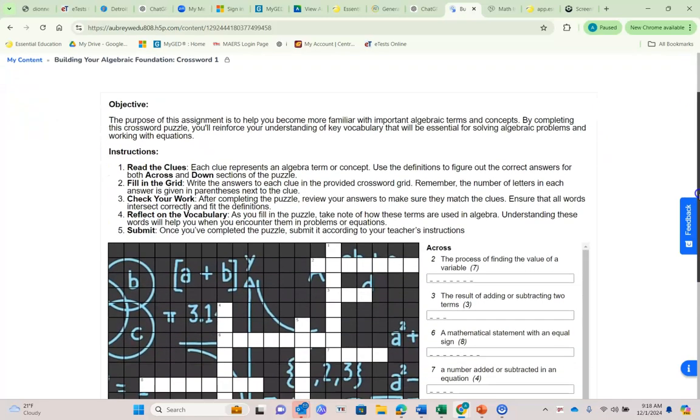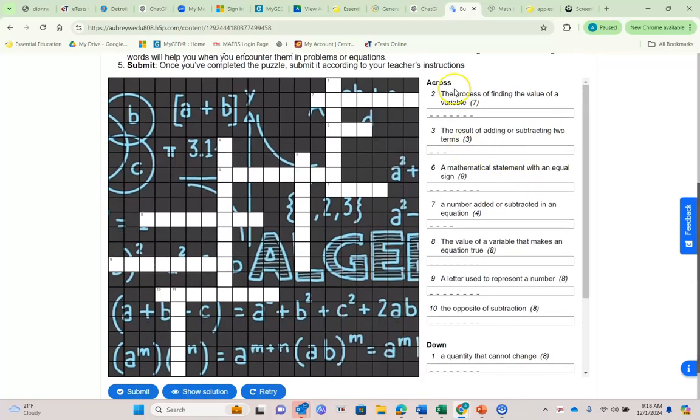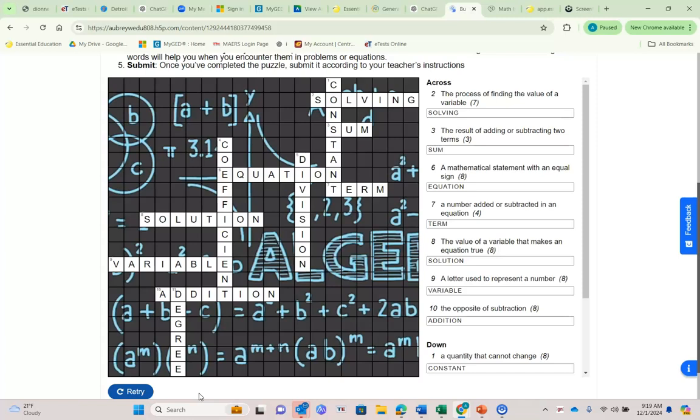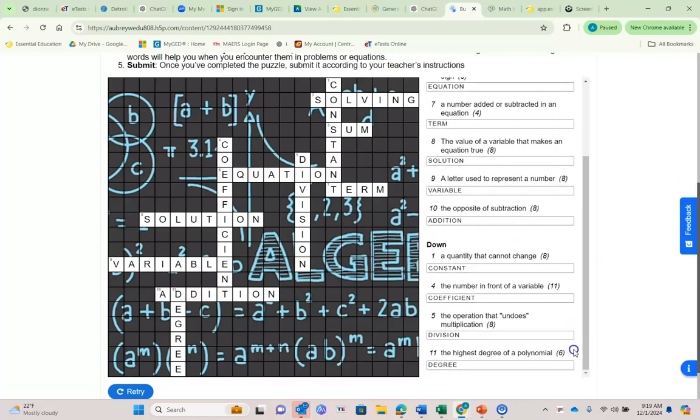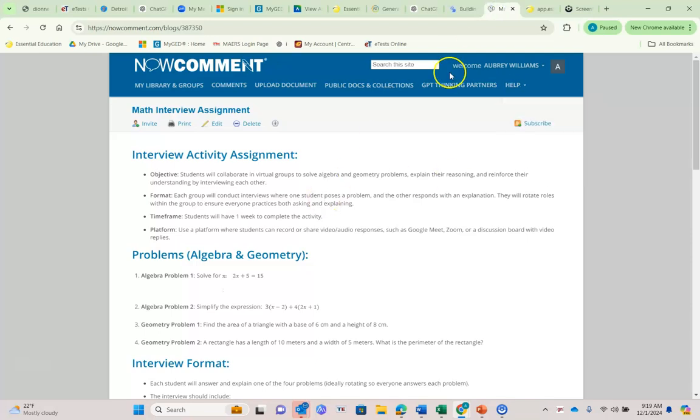So I just created this crossword here. For example, number two across says, the process of finding the value of a variable. So students will fill in the answer, and then they'll just keep going. I'm going to quickly show the solution so we can get an idea of what it would look like once it's complete. This is a great asynchronous learning activity. I find that crossword puzzles, when used in this particular manner, can definitely help students learn definitions and terminology.